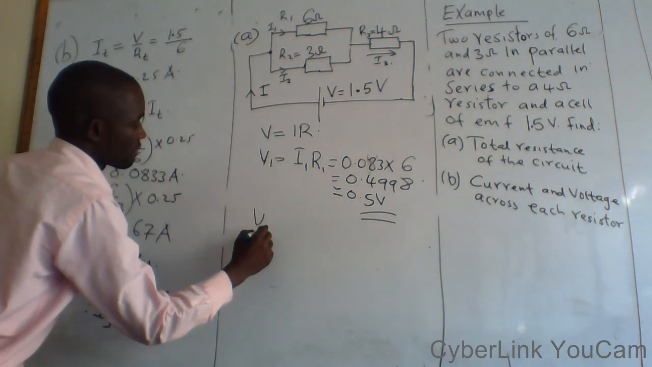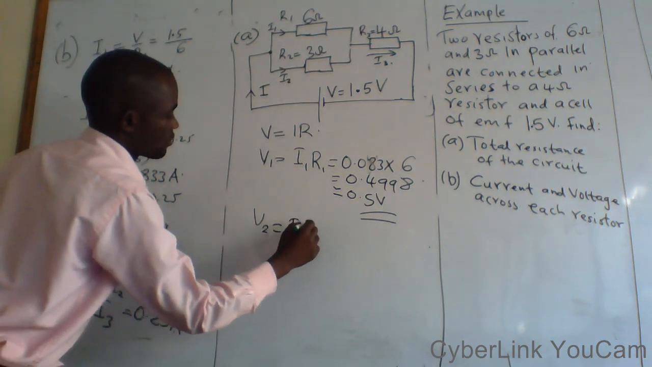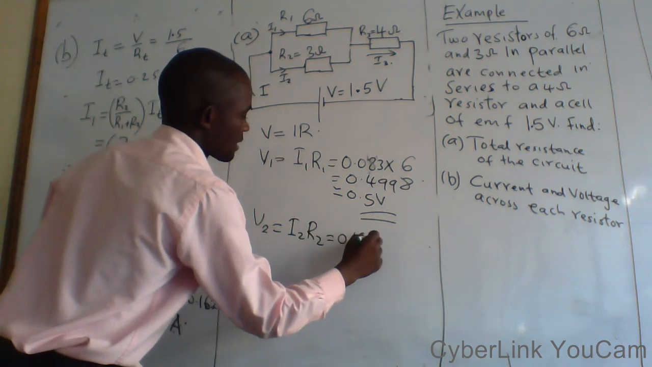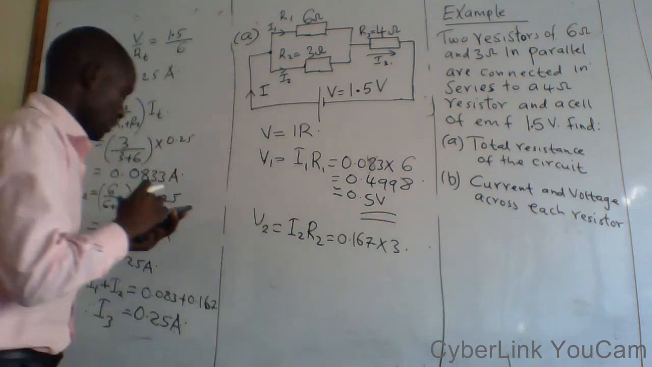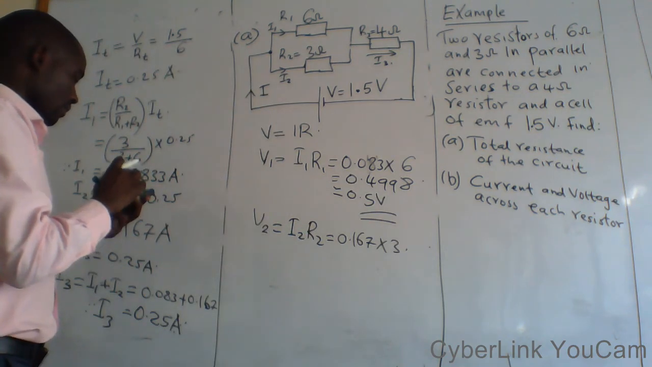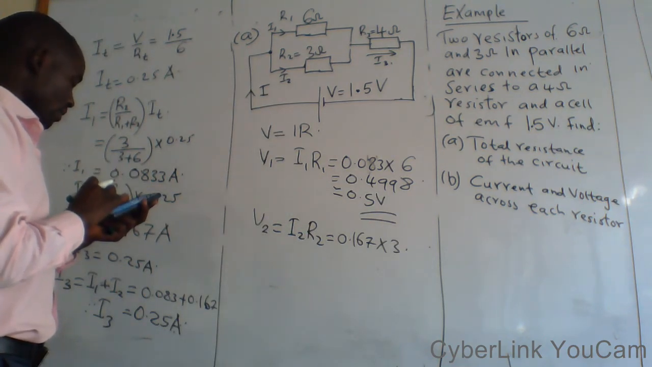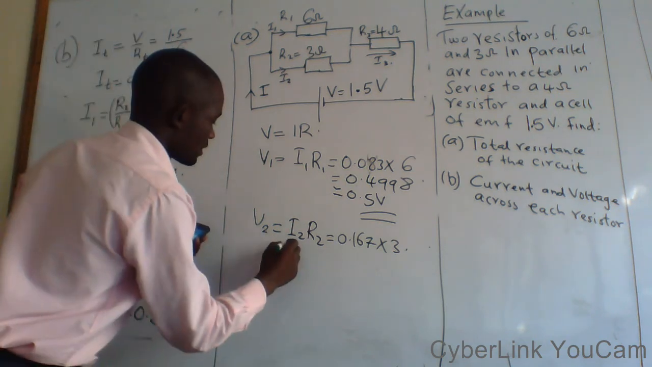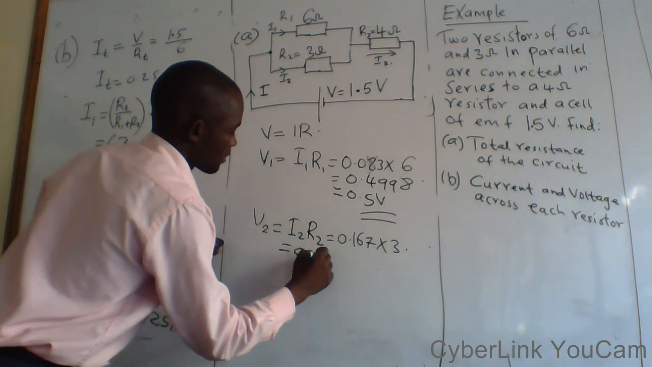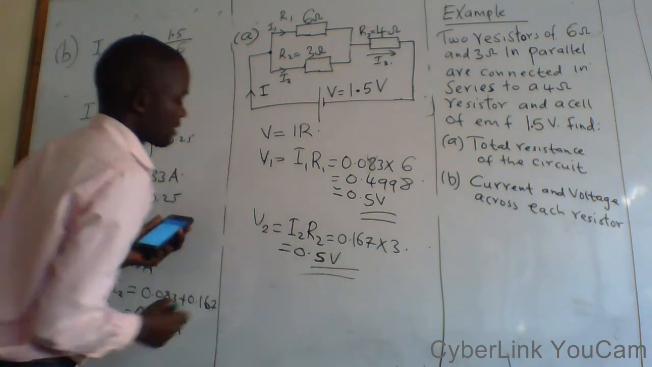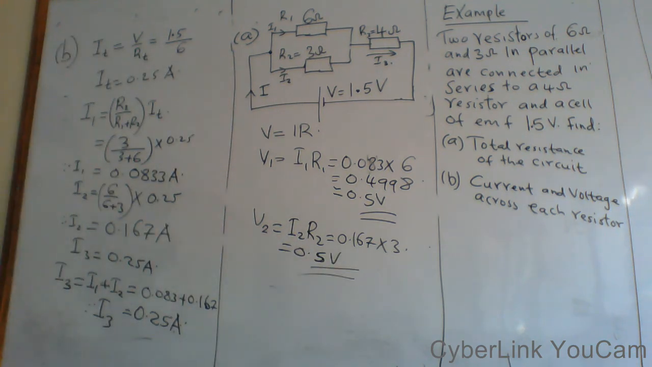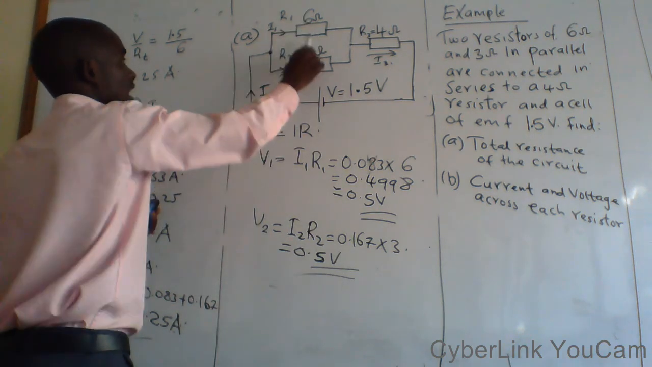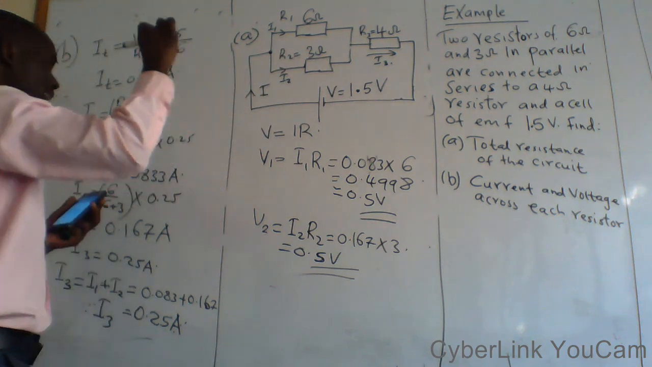If you want to get V2, V2 will be equal to I2 R2. Remember, this will be 0.167 multiplied by 3. If you take 0.167 multiplied by 3, you will get 0.5 volts. And now you can see V1 is equal to V2 because they are connected in parallel and they are sharing the voltage.